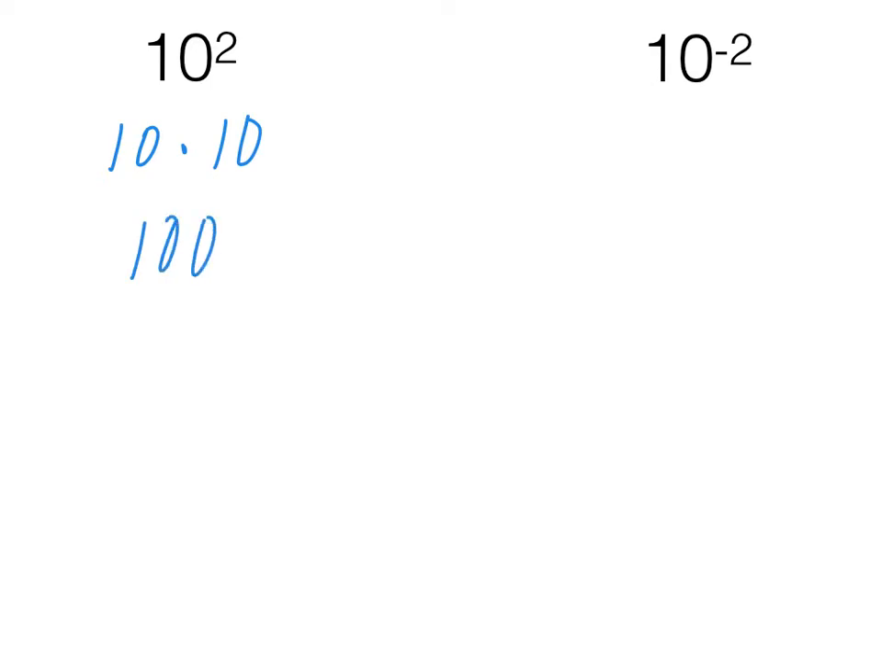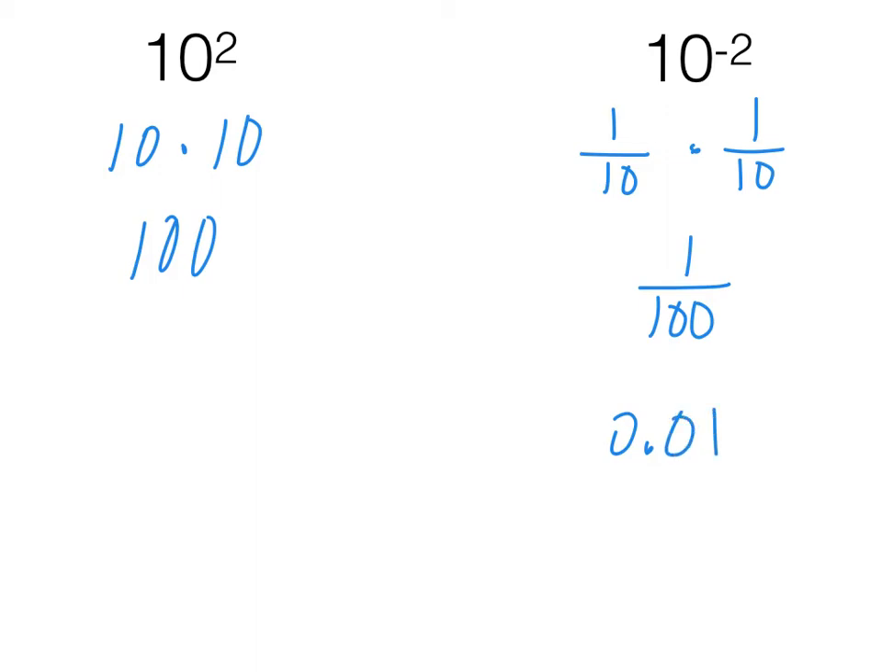10 to the negative second power is not negative 10 times negative 10. In fact, it is 1 over 10 times 1 over 10. When we simplify that product, we get 1 over 100. We could also write this as a decimal as 0.01.